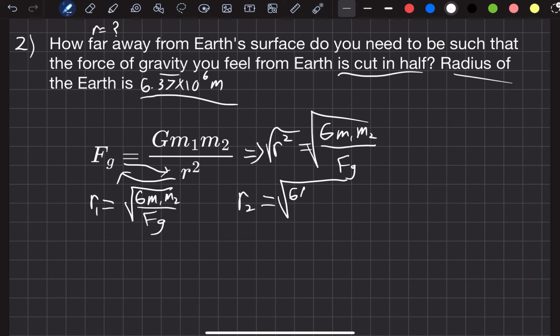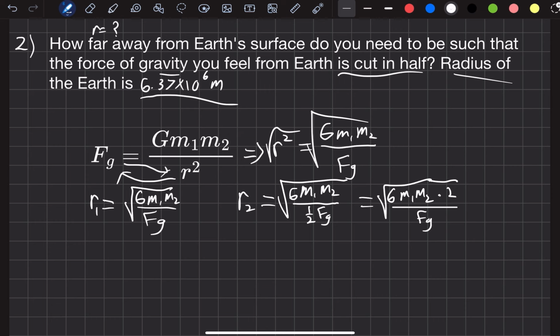Well, we're going to write G, mass 1, mass 2, and we're going to divide by 1/2 times the force of gravity. So this represents half of the original force of gravity. So now we have a fraction in the denominator. We can flip that and multiply. So what we have is the square root of G m1 m2 times 2, that's still under the radical, divided by the force of gravity.